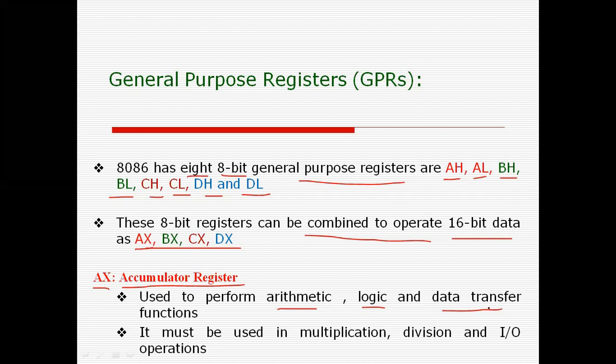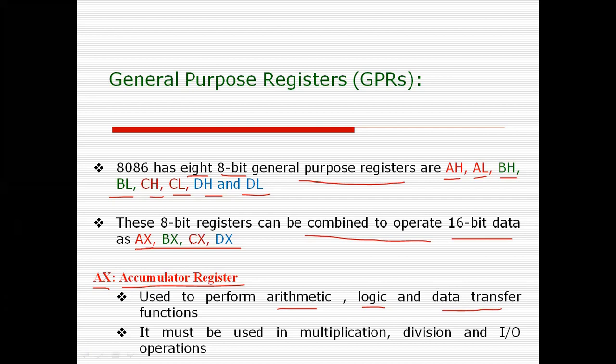So if you want to perform any arithmetic operations such as multiplication, division, addition or logical operations, we will perform such operations in this accumulator register here. So here the AX is an accumulator register. The name of the AX register is accumulator register, which is used to perform the arithmetic, logical and data transfer operations. Data transfer operations means it can hold the data temporarily for our operations.